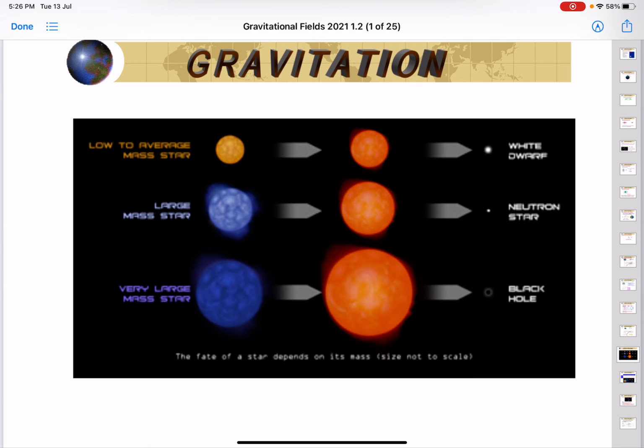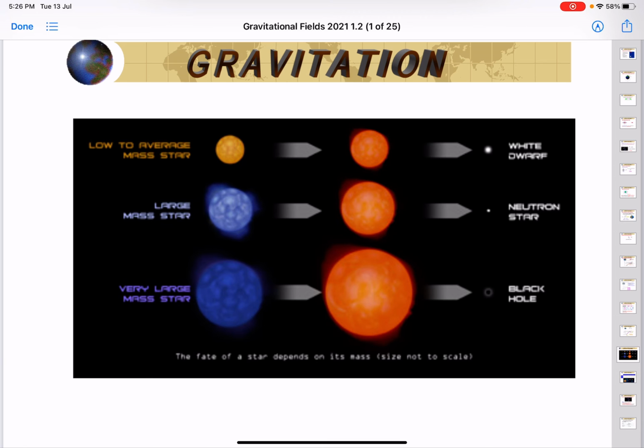Now if the mass of the star is not too big, like just one solar mass similar to our sun, it will collapse until the electrons in the atoms stop it from collapsing. The former term is electron degeneracy pressure, because electrons don't want to occupy the same space at the same time. This outward pressure due to the electrons stops the star from further collapsing, and the final state is known as a white dwarf.